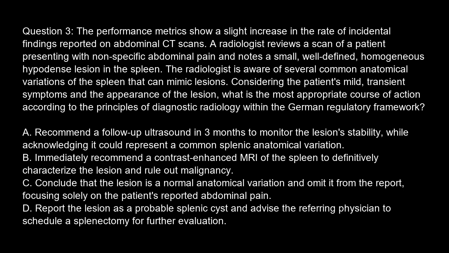Option A. Recommend a follow-up ultrasound in 3 months to monitor the lesion's stability, while acknowledging it could represent a common splenic anatomical variation. Option B. Immediately recommend a contrast-enhanced MRI of the spleen to definitively characterize the lesion and rule out malignancy. Option C. Conclude that the lesion is a normal anatomical variation and omit it from the report, focusing solely on the patient's reported abdominal pain. Option D. Report the lesion as a probable splenic cyst and advise the referring physician to schedule a splenectomy for further evaluation.